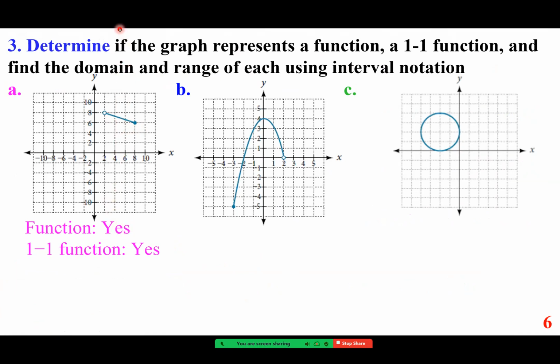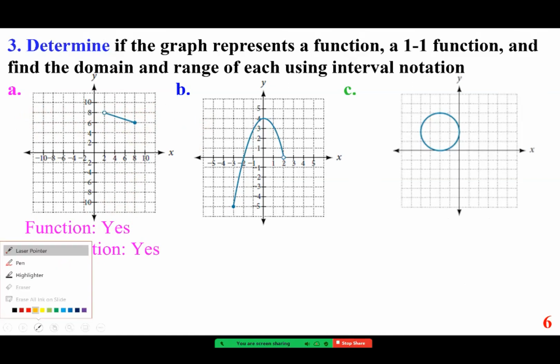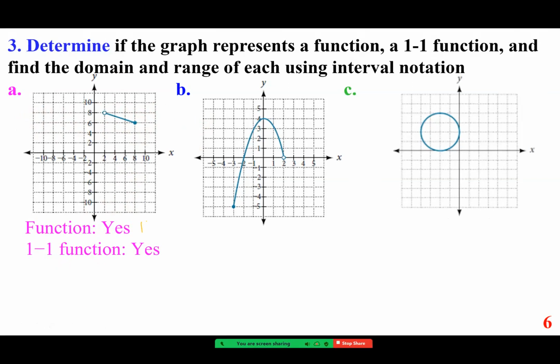Yes. Why is that? It's a function because it passes the vertical line test. What does it mean? If you could draw any vertical line that crosses the graph more than once, it fails to be a function. We can't. If you could draw any horizontal line that crosses the graph more than once, it won't be a one-to-one function. So it passes. This one passes the VLT, the vertical line test, and this one passes the HLT, horizontal line test.